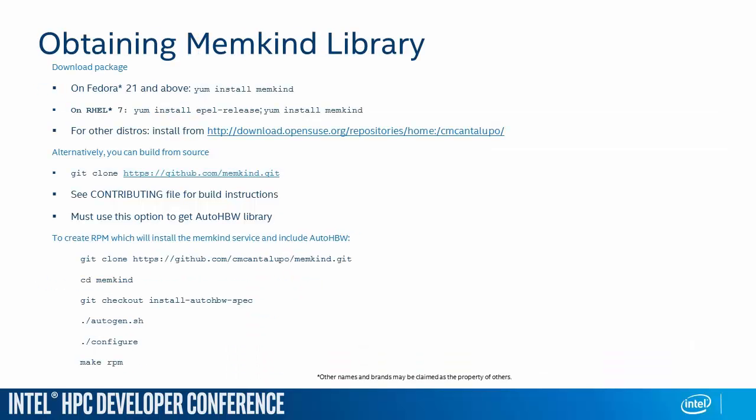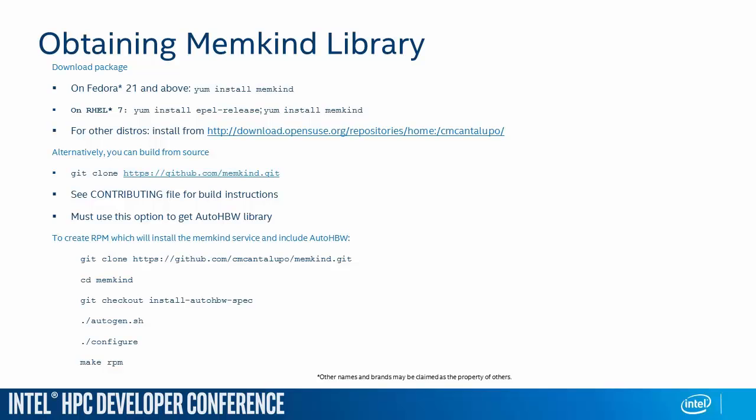If you want to get access to the Memkind library, it's been integrated into Fedora 21 and above. It's also part of the EPEL release. So if you are using Red Hat Enterprise Linux, you can add the EPEL package to your system and then just yum install memkind. That'll give you a version that's after 0.2.2, but before our latest release, which is 0.3.0, which is fairly recent.